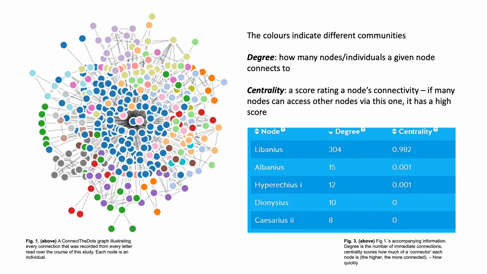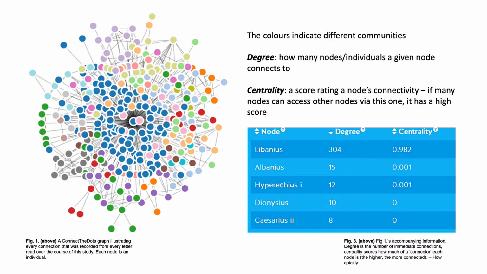Just going to quickly define the terms degree and centrality, because Connect the Dots, which is the tool we were using for network analysis during this project, uses those two terms. So degree is how many nodes a given node can connect to, and centrality is a score which rates a node's connectivity. So if many nodes can access other nodes via that node, it has a high score, which explains why Libanius has a really high degree, because he connects to 304 different nodes, and a really high centrality. Albanius on that chart is the second highest in degree and centrality, and he's miles away from Libanius.